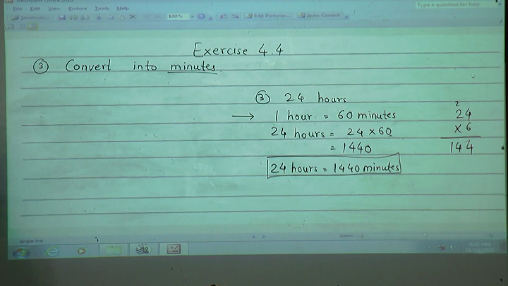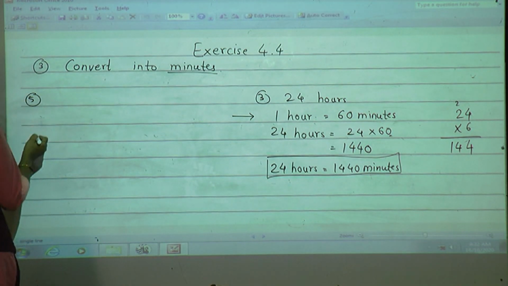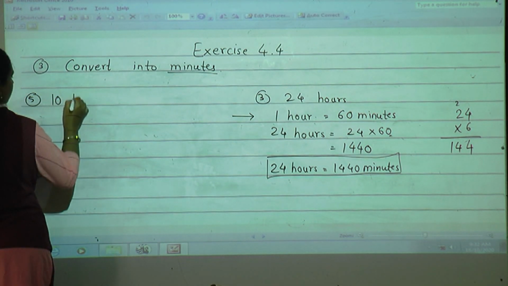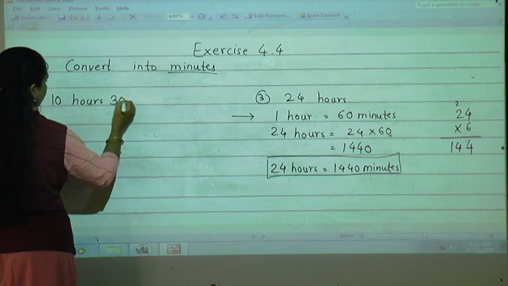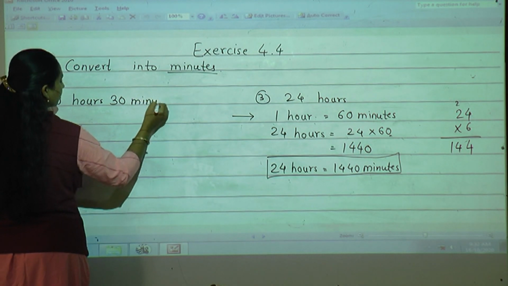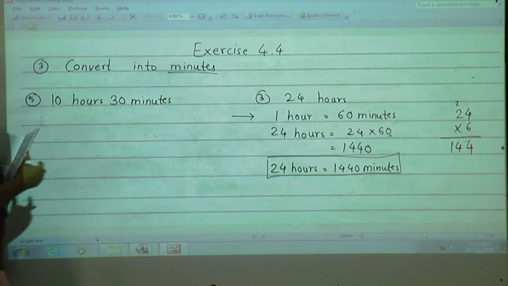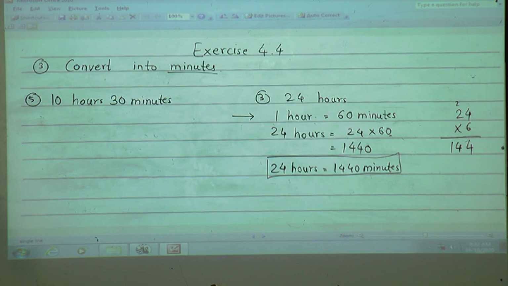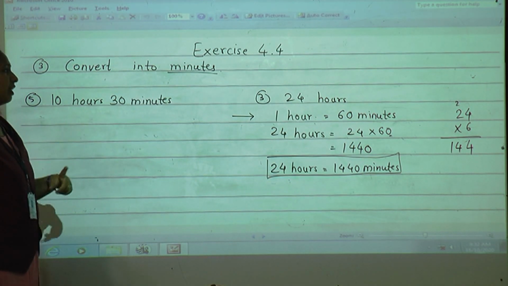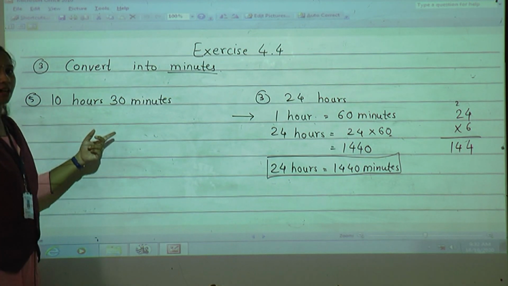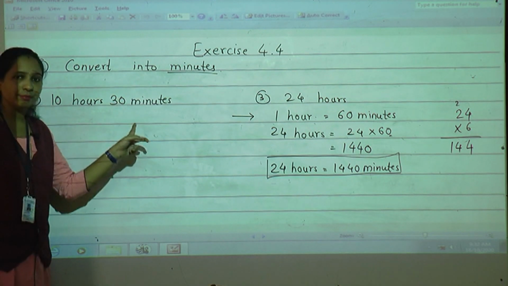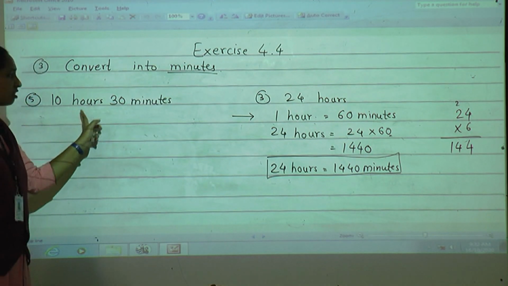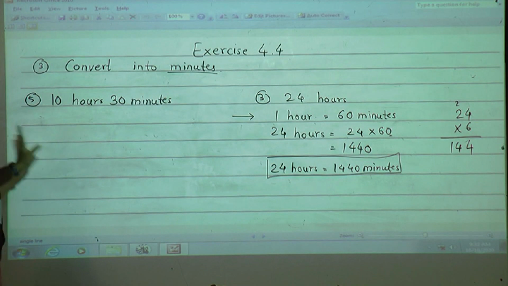The fifth one I will take. 10 hours 30 minutes. Now see, in this question they had given some minutes also. Don't be confused. We have to convert this number, this hours into minutes, but here they had given some minutes, so no need to worry. Just we have to add those minutes.